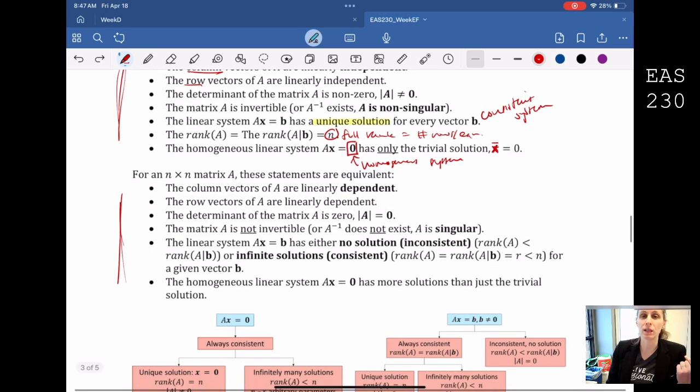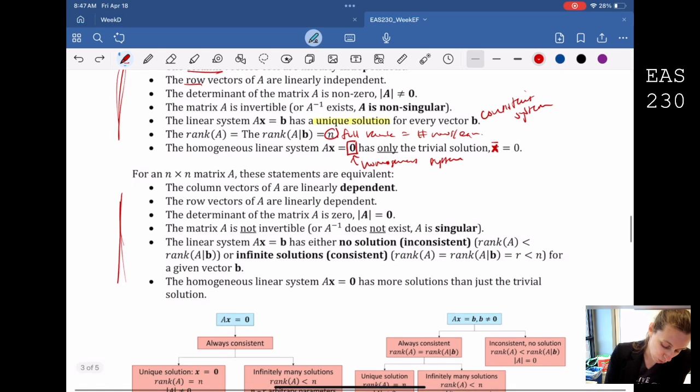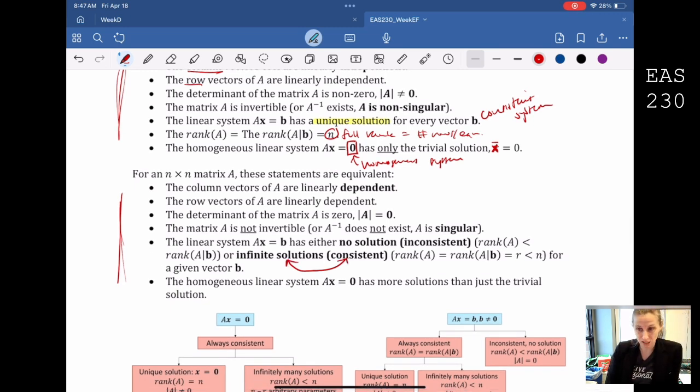that means my determinant equals 0. That means my matrix is not invertible. A inverse does not exist. A is singular. And I'm going to have one of two options. Either my system is consistent with an infinite number of solutions, so these two go together, or it's going to be inconsistent with no solutions, so these two go together.